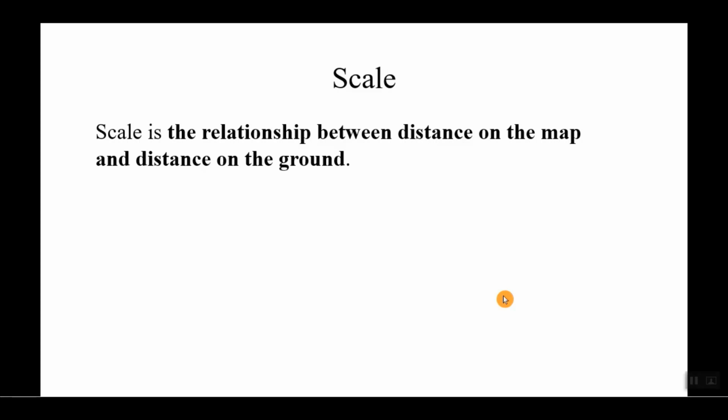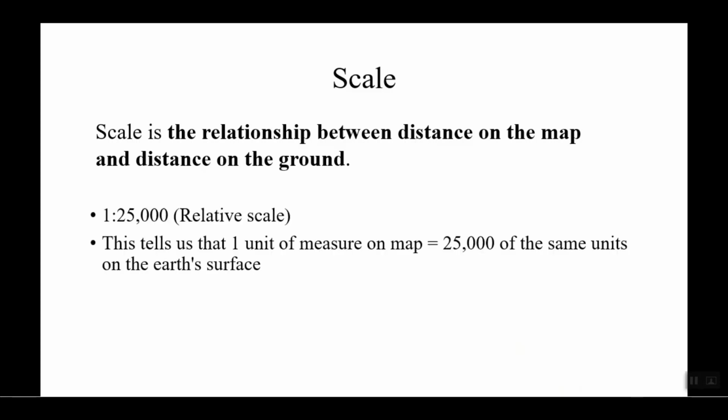The next one is the scale. Scale is a relationship between the distance on the map and the distance on the ground. There are two types of scales. The first one is the relative scale. This type of scale represents one unit of measure on the map, of any unit, which is equal to 25,000 of the same unit on the earth.